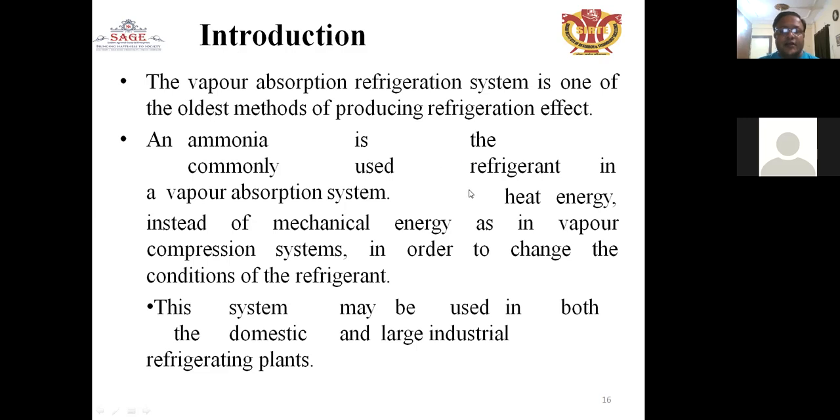Ammonia is the commonly used refrigerant in a vapor absorption system, with heat energy used instead of mechanical energy as in a vapor compression system, in order to change the condition of the refrigerant. This system may be used in both domestic and large industrial plants.